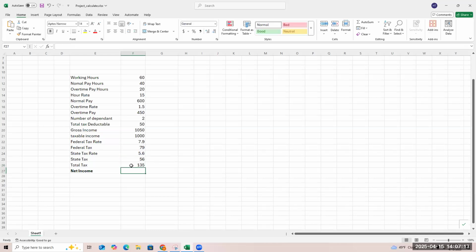So we have to pay 135 in total tax. So net income is what you bring home. You get it from the gross income minus the total tax. That means you bring home 915 here.